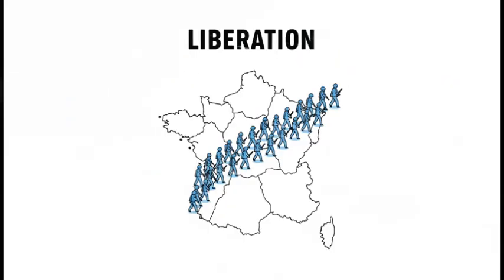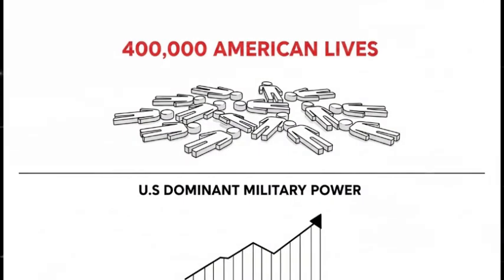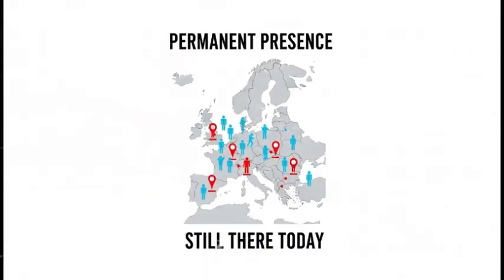But the invasion succeeded. Within months, American forces, along with British and Canadian troops, had liberated France, Belgium, and the Netherlands. By May 1945, Germany surrendered. The war in Europe cost over 400,000 American lives. But it also established the United States as the dominant military power in the West. American troops stayed in Europe permanently. And they are still there today.